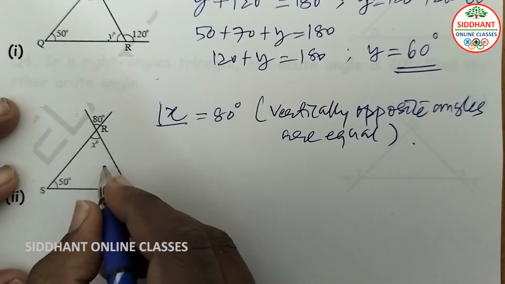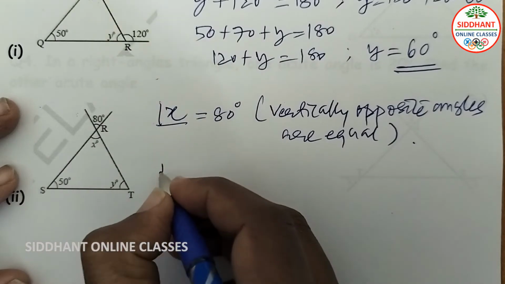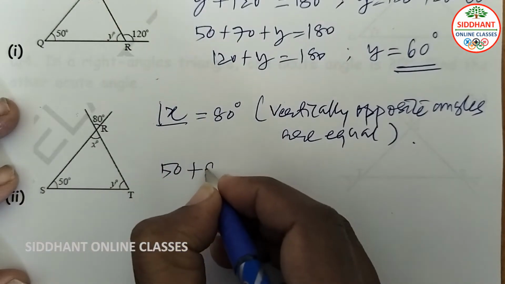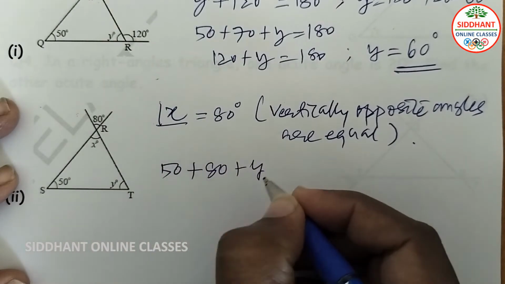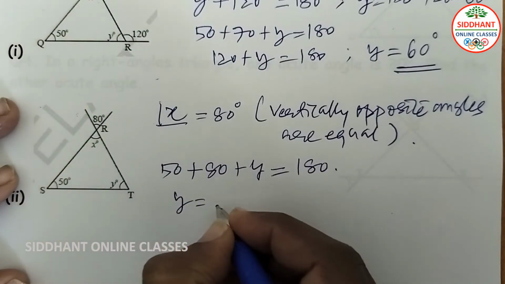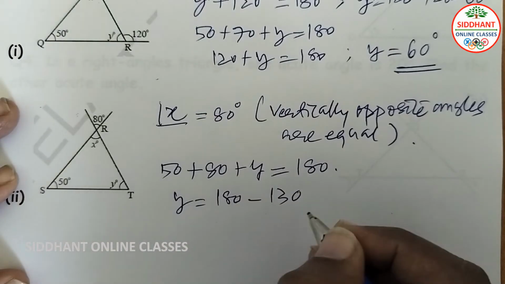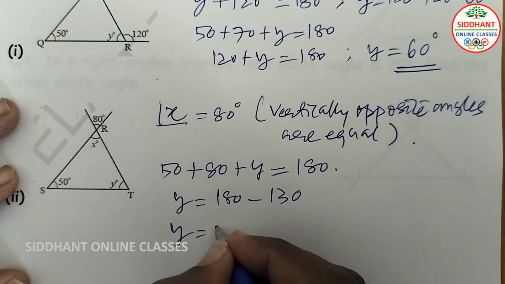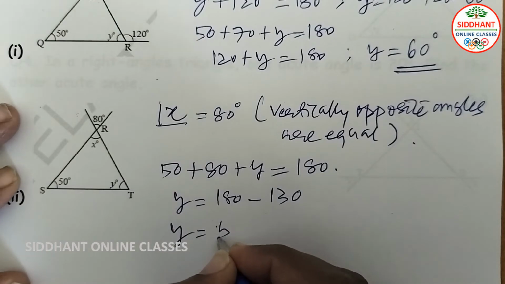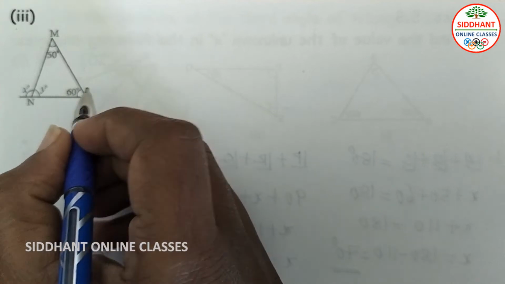Now we know the sum of angles are 180 degrees. Now here 50. Now x is 80, and we are going to find out y, that equal to 180. Then y is equal to 180 minus 130. Then y is equal to 50 here.